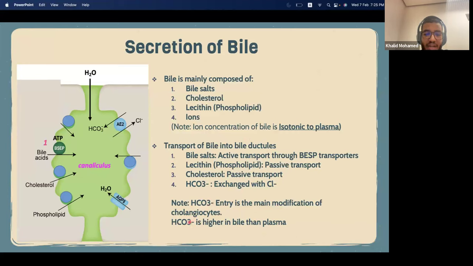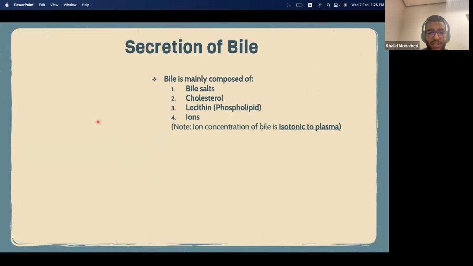And bicarbonate is higher in bile than plasma, obviously, because it's actively transported into the bile. So that's why it's higher in the bile than the plasma. That doesn't mean, though, that bile is not isotonic. If one ion is more in the bile than the plasma, that doesn't mean the bile became hyper or hypotonic. There's a balance with the other ions. It just means that the bicarbonate is more in the bile than in the plasma. So you can say it's more alkaline, but you can't say it's iso or hyper or hypotonic. Is that point clear until now?